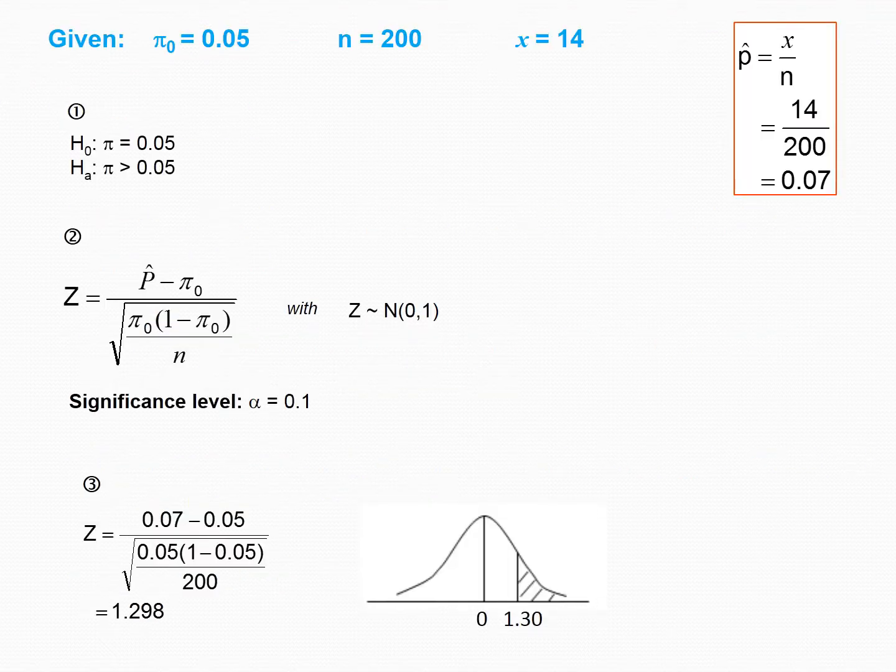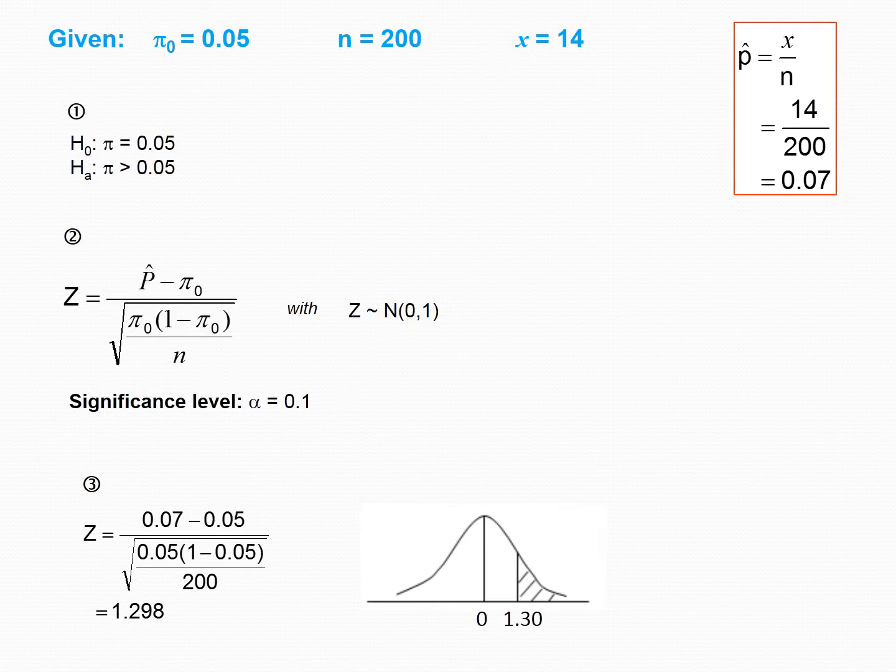We can use our sample data to determine our sample proportion. So 14 divided by 200 will be 0.07. And in step 1, we state the null and the alternative hypothesis. So null hypothesis will be that the population proportion is equal to 0.05, or you could have said 5%. And then in the alternative hypothesis, we state that the population proportion is greater than 0.05 or 5%. Step 2, you write down the formula for your test statistic, and you state the distribution, so Z will follow a standard normal distribution, and we write down our significance level.